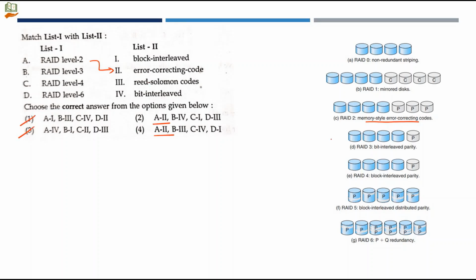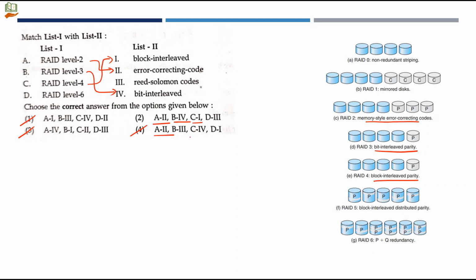What is RAID level 3? It is bit interleaved parity. B is mapping to 4. We can rule out even the 4th option. What is RAID level 4? Block interleaved parity. This will be matching to option 1.